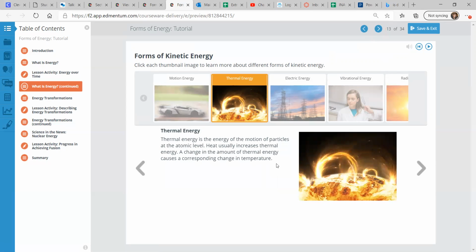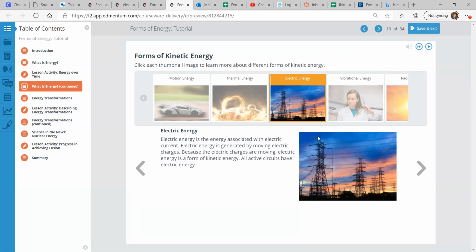Thermal energy is the energy of the motion of particles at the atomic level. Heat usually increases thermal energy. A change in the amount of thermal energy causes a corresponding change in temperature.